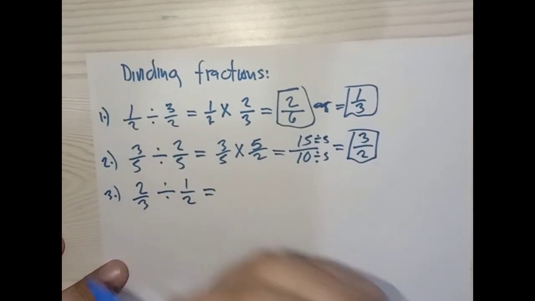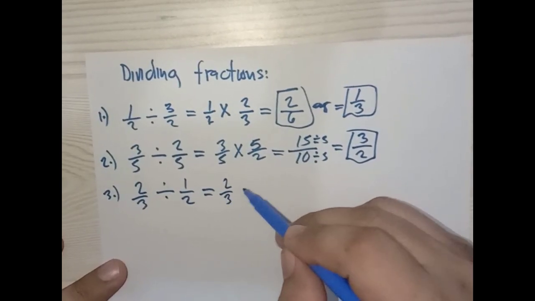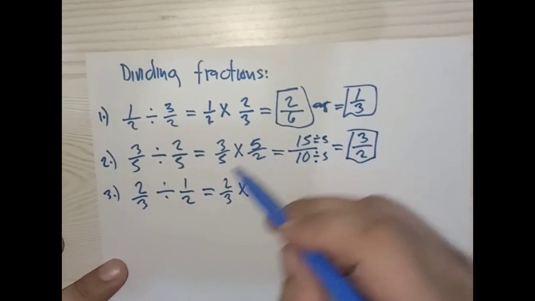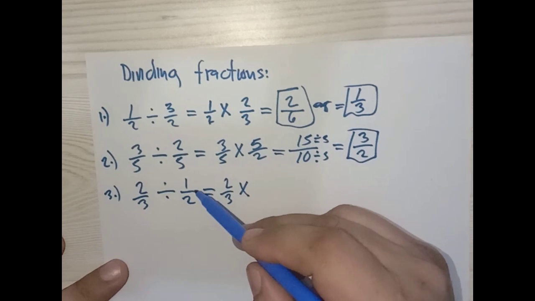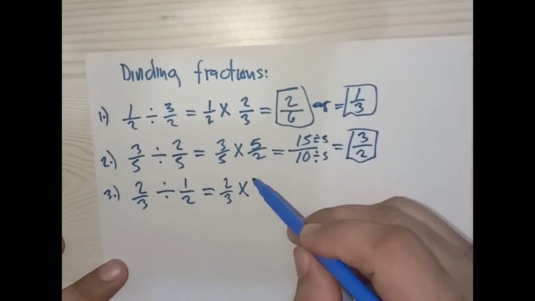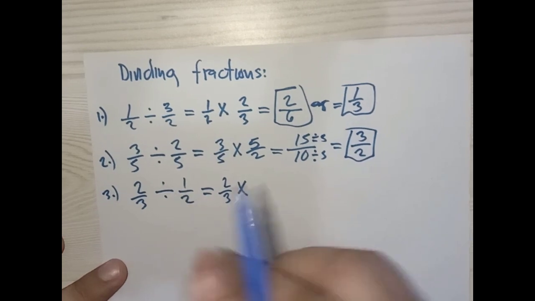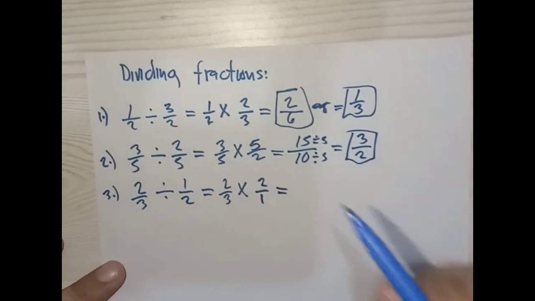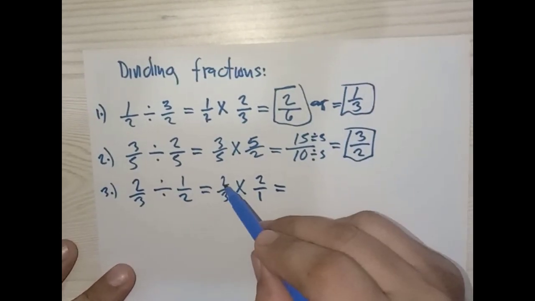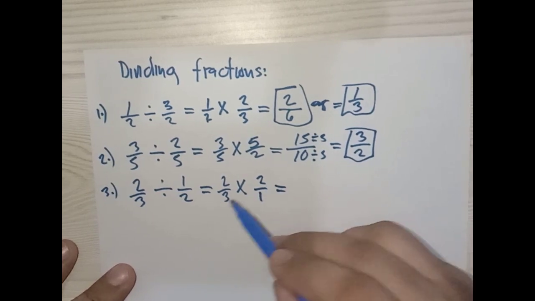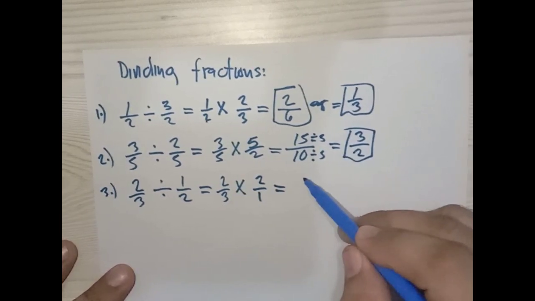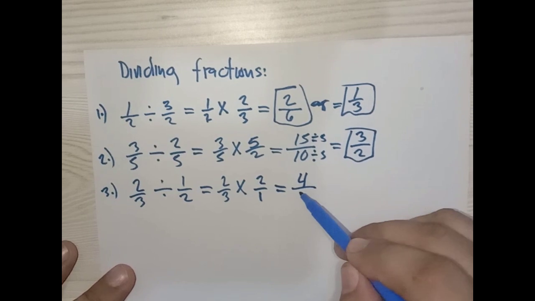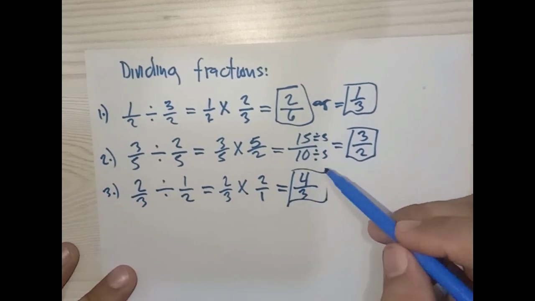Copy the first term, which is 2 over 3. Change the operation into multiplication. Okay? Times. And then, reciprocal of 1/2. Ang last term is reciprocal natin or inverse. Okay? So, magiging 2 over 1. And then, proceed to our next step is to multiply the numerator to numerator and the denominator to denominator. So, 2 times 2 is 4. 3 times 1 is 3. So this is our final answer.